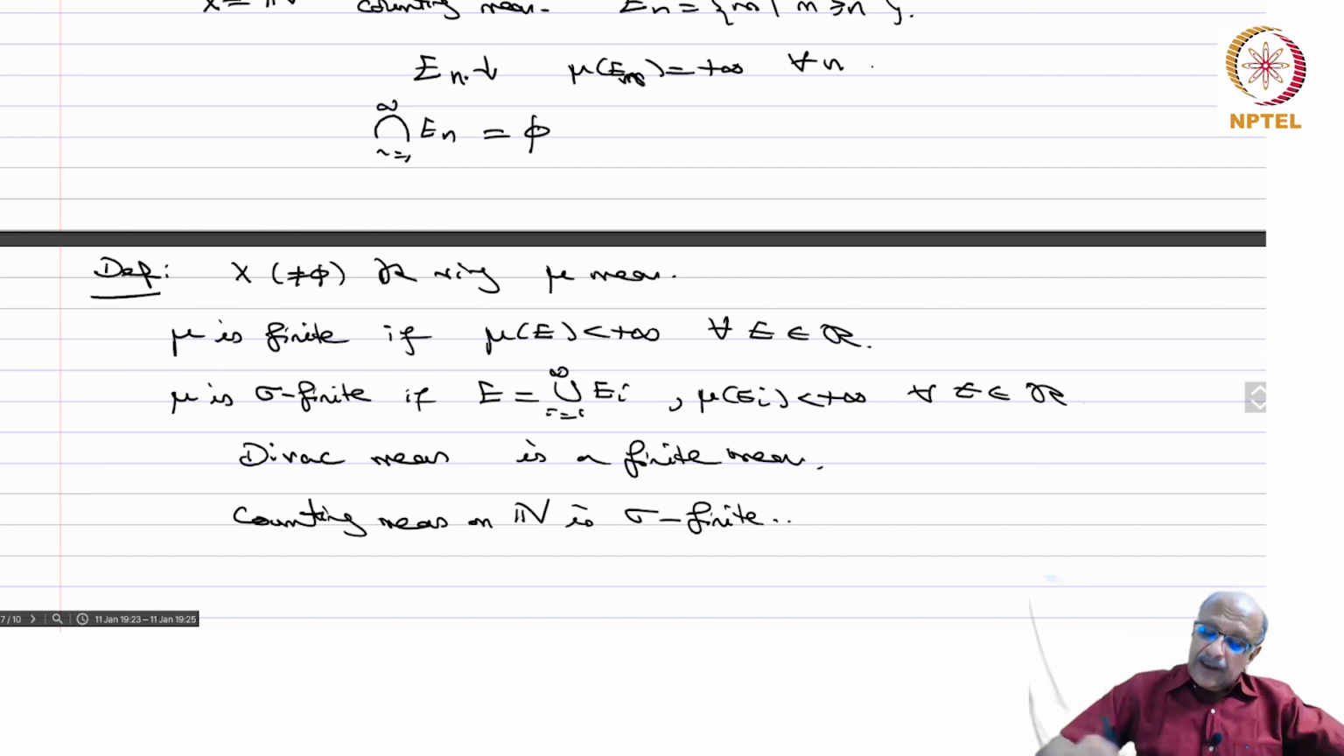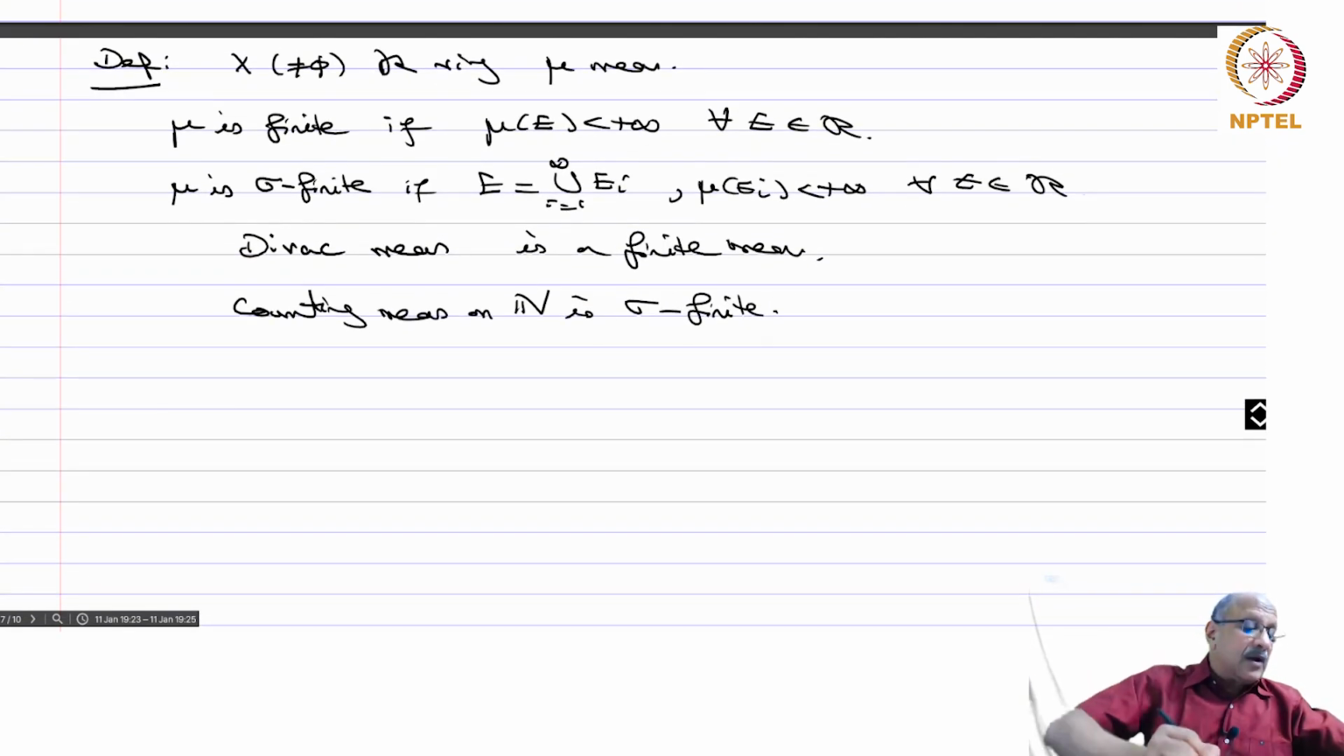because if you take any infinite collection of natural numbers, you can write it as a disjoint union of singletons, and each singleton has measure 1, so it is finite, and therefore you can write it as a countable union of sets of finite measure, and therefore this becomes a sigma finite measure.